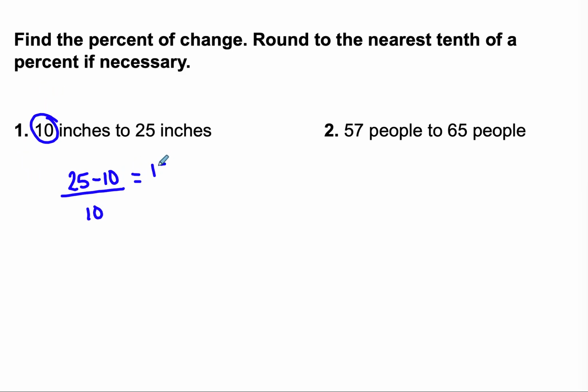25 minus 10 is 15. 15 divided by 10 gives us 1.5. Then we need to make that into a percent. So when we move that decimal 2 places over, we multiply by 100, we end up getting 150%. And then it's an increase. We started with a smaller number and got bigger.